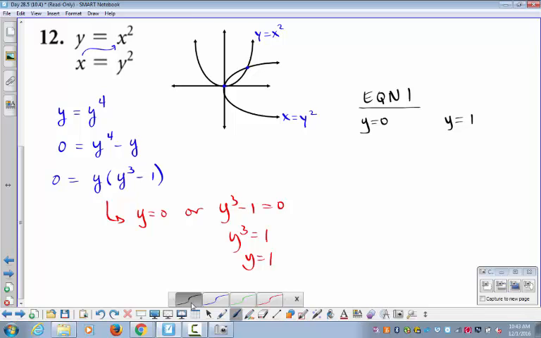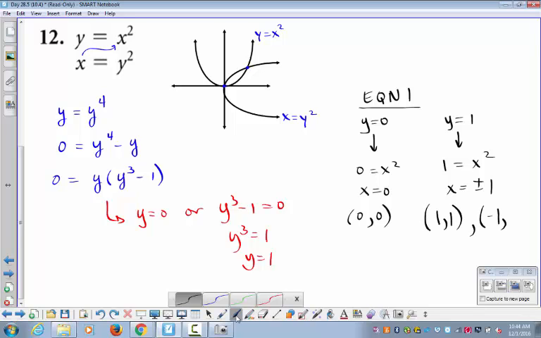Okay, if we plug y equals 0 in up there, that tells us that we have 0 equals x squared, so x equals 0. So that gives us one ordered pair, 0, 0. Plug in 1 for y, we get 1 equals x squared, we get x equals plus or minus 1. That gives us 2 ordered pairs. When we look at the graph, we know that this is not a solution, right?